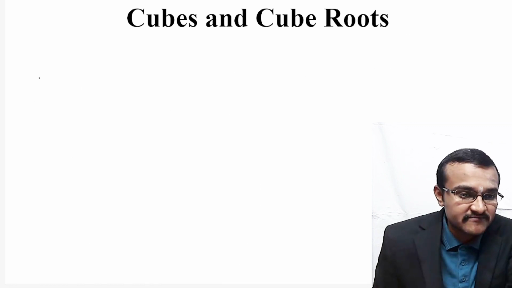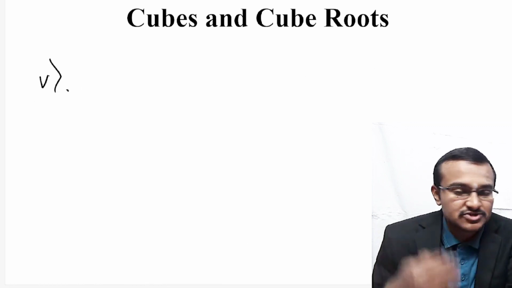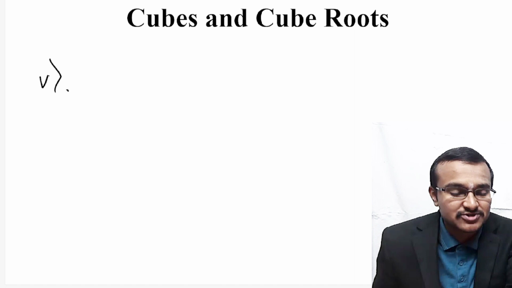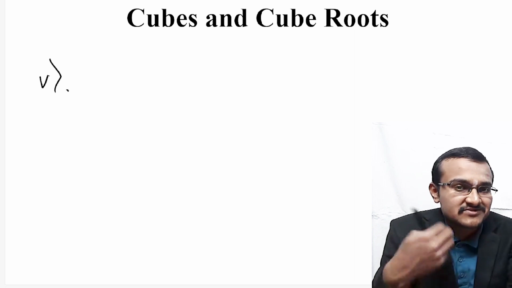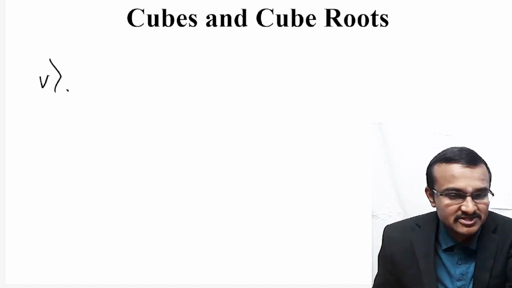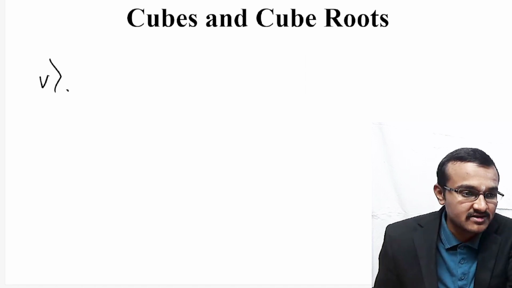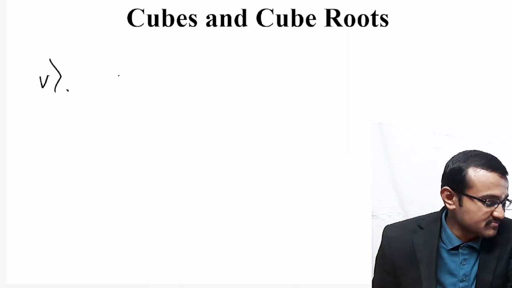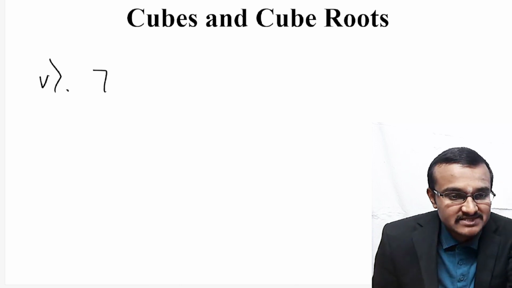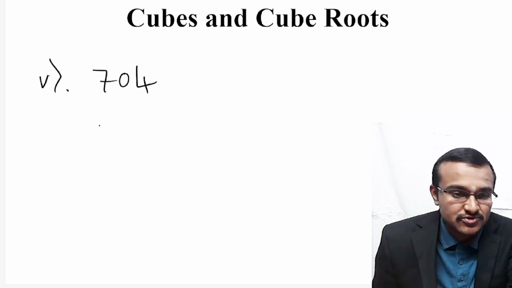Coming to the fifth question in this third question, the remaining questions you can solve like this, because if you solve the second question, the third question is just the reverse of the second question. So I will be solving just two questions here. The answer for the first question is 3. Coming to the fifth question, you have 704 as your number.